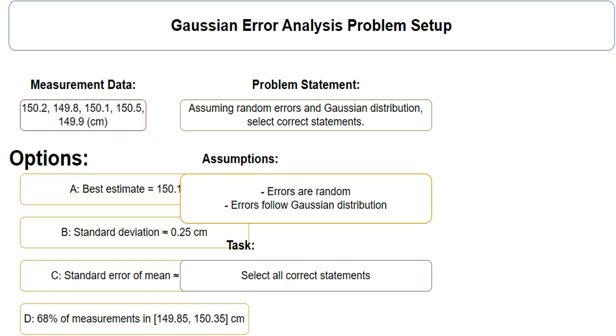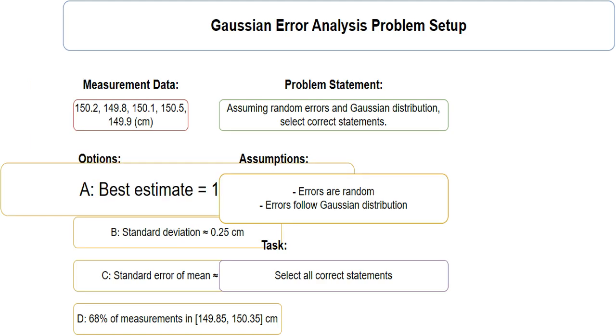Now, let's look at the multiple-choice statements. Each option pertains to a different aspect of the statistical analysis. This option is testing the understanding of how to compute the best estimate of the measurement, and in most cases, it's the mean average of the measurement values.